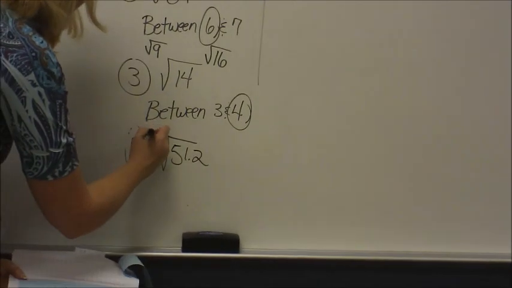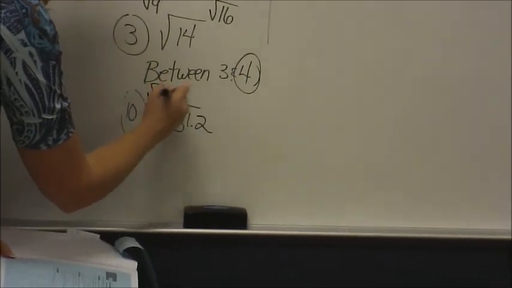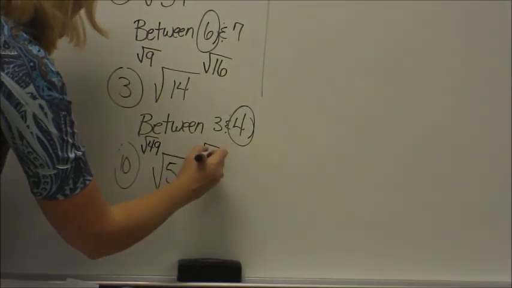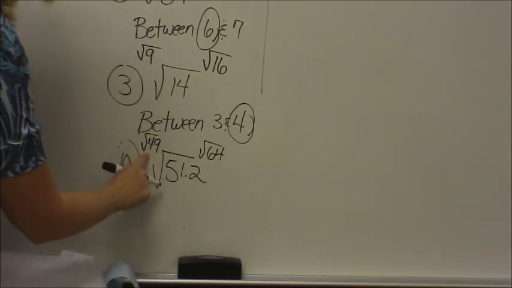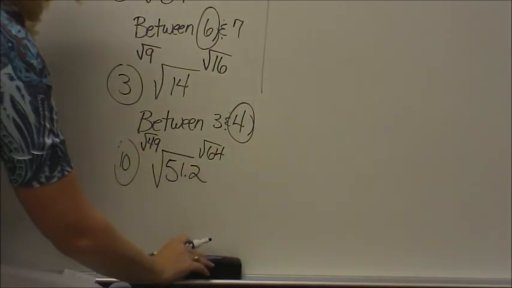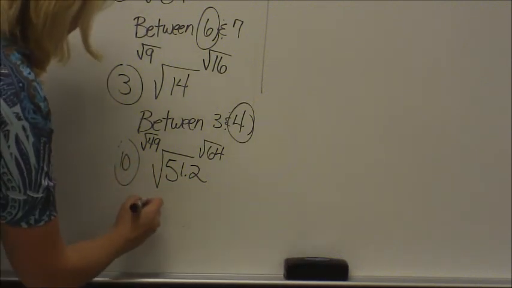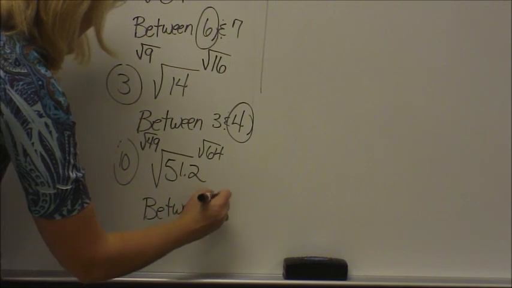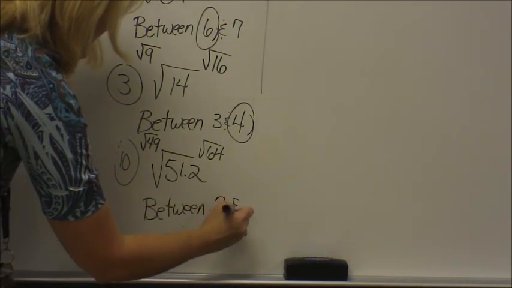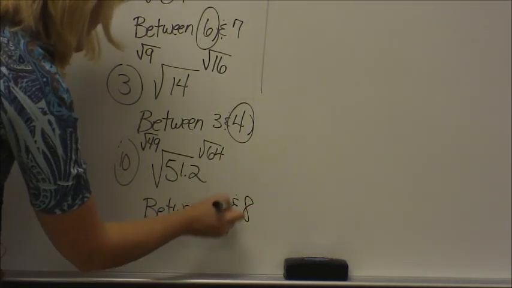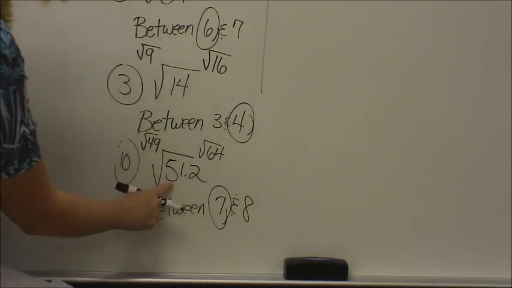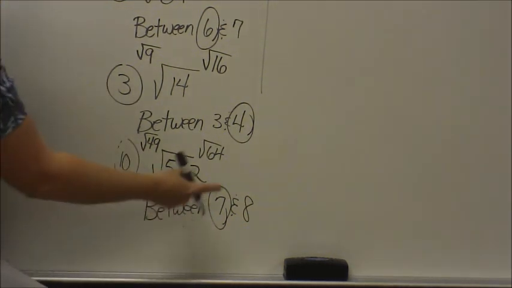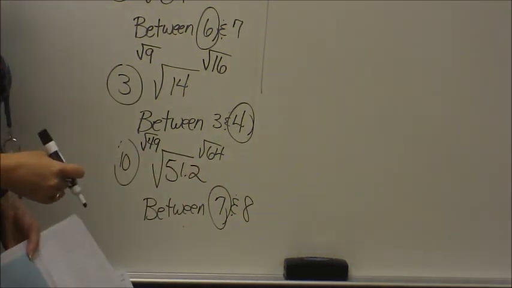Okay? Just below that, I've got the square root of 49. And above it, the square root of 64. This is 7 times 7. This is 8 times 8. Okay, so it's somewhere between 7 and 8. It's going to be closer to the 7, because 51 is closer to 49. So my estimate would be about 7.